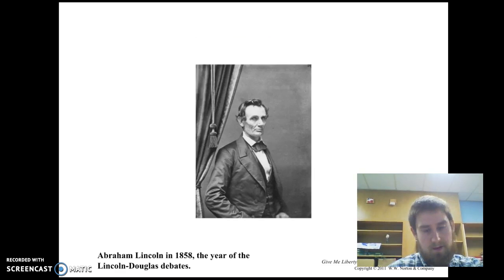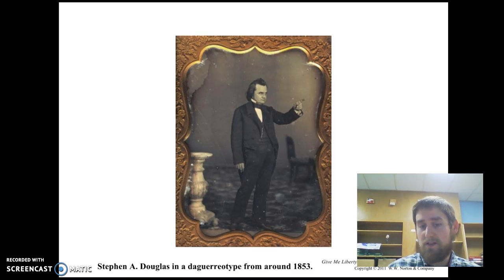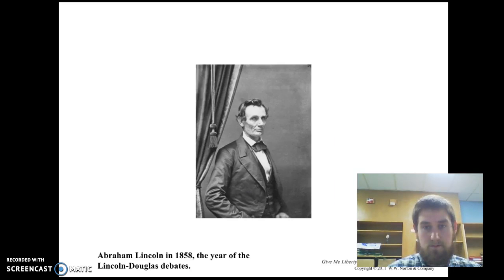Next big deal, Abraham Lincoln. Abraham Lincoln comes into the scene in 1858. He runs for the Senate against Douglas, a Democrat. And the debates between the two of them, Stephen Douglas, are famous debates. The big deal is that Douglas here is a supporter of popular sovereignty. And in a way, so is Lincoln.